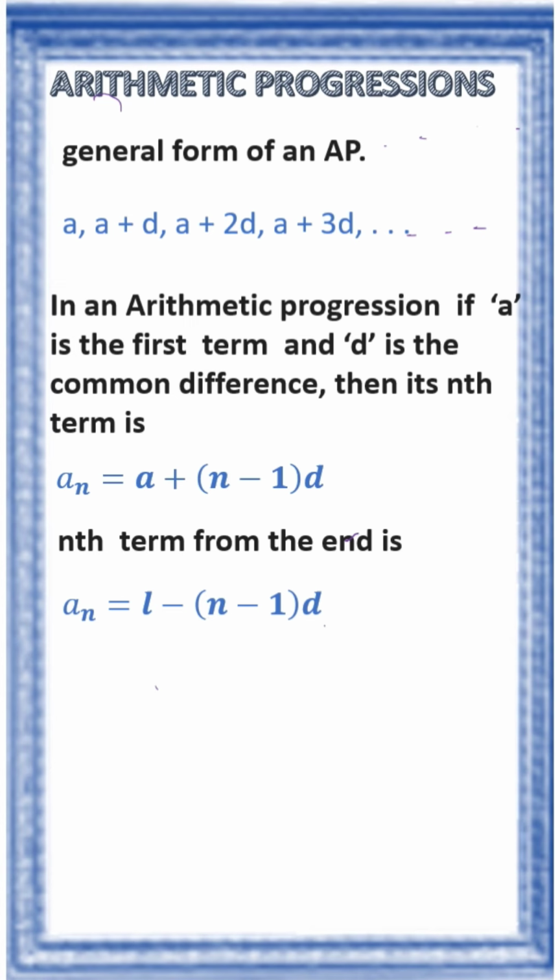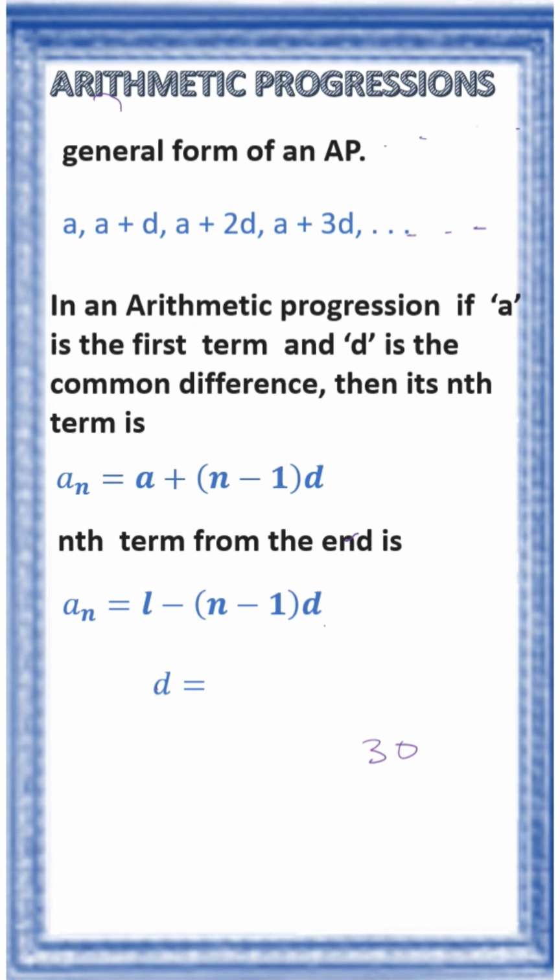You may also be asked this type of question. If you are given terms in the middle, for example, you may be given a8, that means the 8th term, and a30, that is the 30th term. You are clueless about the common difference, and the first term also.